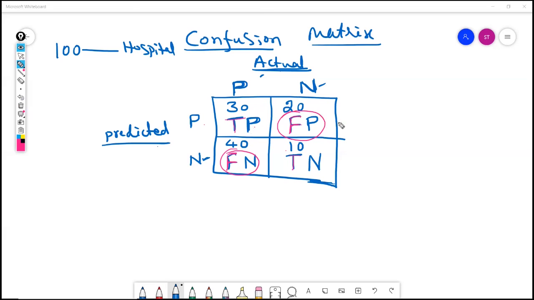So in that case, this is basically type 1 error. And this one is type 2 error. All right. So this is a type 1 error and this is the type 2 error. Yes, this is how we can interpret type 1 and type 2 error.